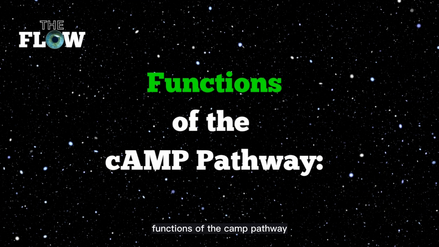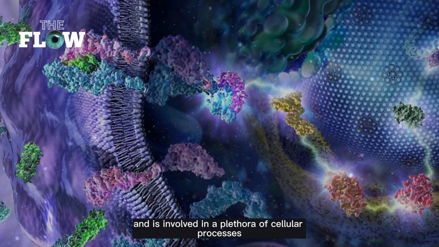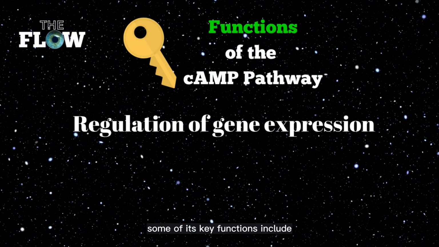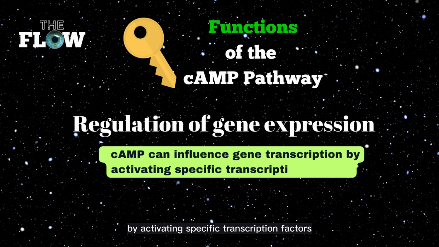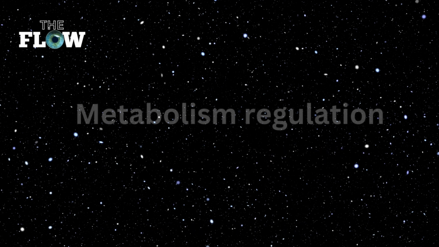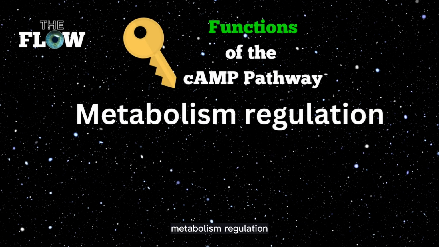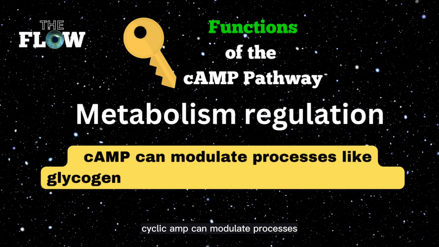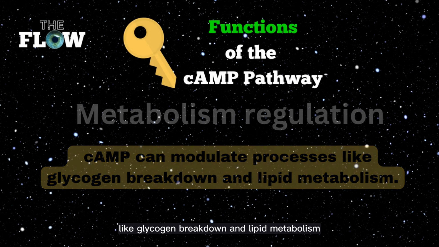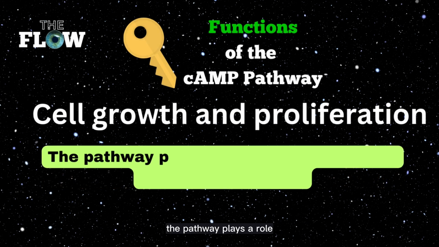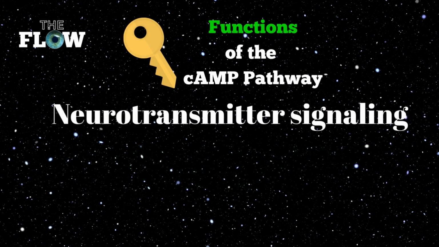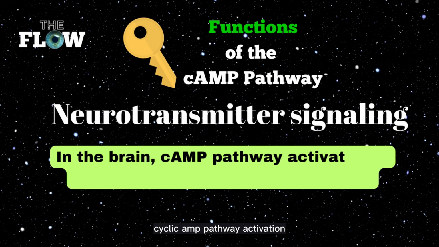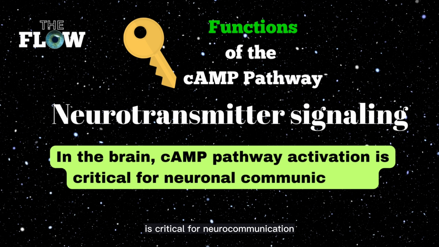Functions of the cAMP pathway. The cyclic cAMP pathway is incredibly versatile and is involved in a plethora of cellular processes. Some of its key functions include regulation of gene expression. Cyclic cAMP can influence gene transcription by activating specific transcription factors. Metabolism regulation. Cyclic cAMP can modulate processes like glycogen breakdown and lipid metabolism. Cell growth and proliferation. The pathway plays a role in regulating cell division and growth. Neurotransmitter signaling in the brain. Cyclic cAMP pathway activation is critical for neuronal communication.